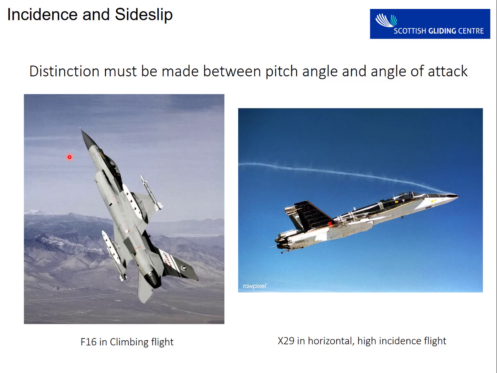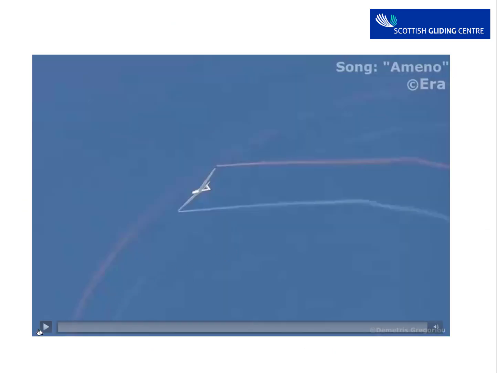The aircraft on the left is in climbing flight, and what we have here is that the aircraft's what's known as pitch angle, the angle the aircraft makes relative to the horizontal or the ground plane, is around about 80 degrees. But the aircraft itself would still be flying at a relatively low angle of attack, between about 4 and 6 degrees. So do note the difference between angle of attack and pitch angle. And where we see this most is in a loop.